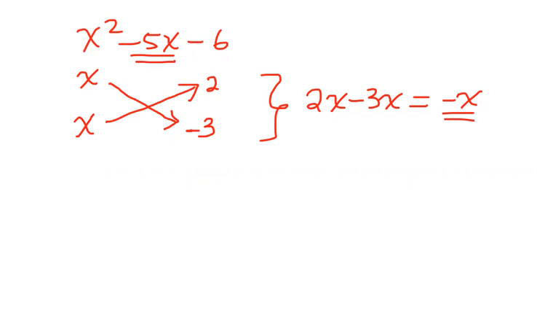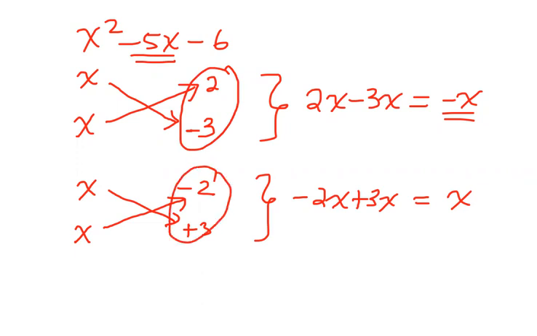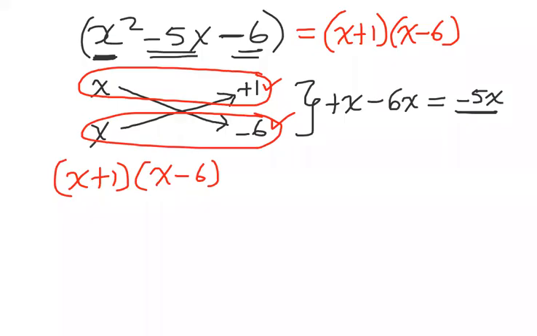That doesn't work. Let's try x and x, and then maybe minus 2 and plus 3. Will this work? If I multiply x times minus 2, I get minus 2x. And then x times plus 3, that's positive 3x. The result will be x. So this combination and this combination do not help. Only this combination works according to our needs.